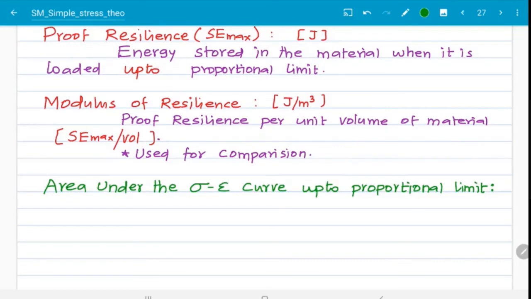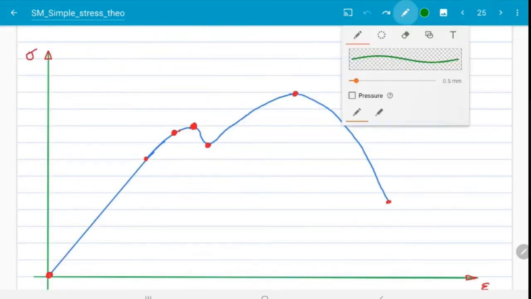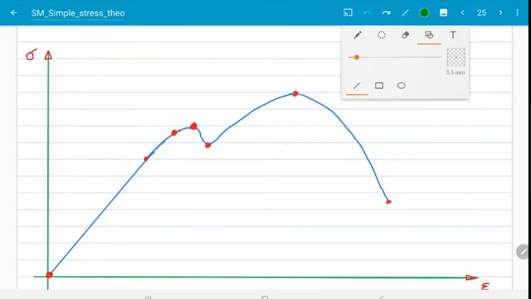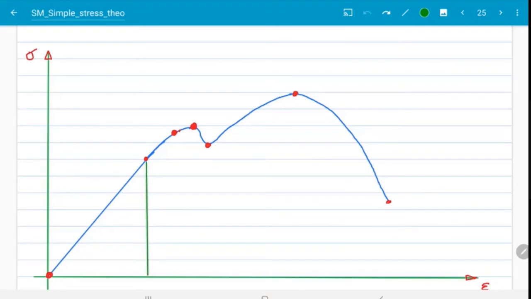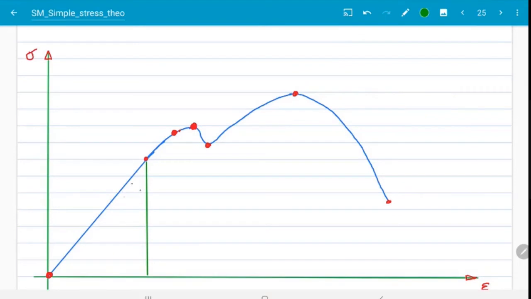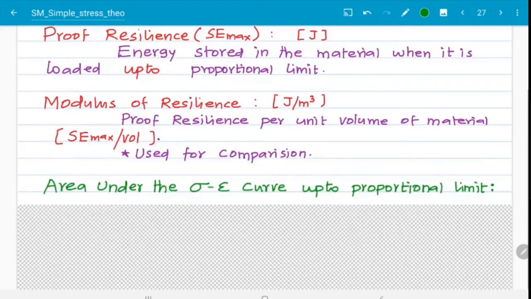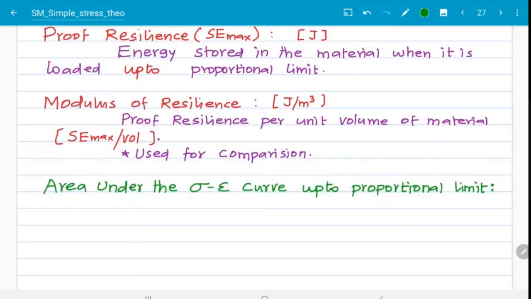Right. See the portion. It is in triangular form. Okay. Right. What is the area? What is the area formula? General formula for triangle, half of BH. Right? Area is equal to half of BH.